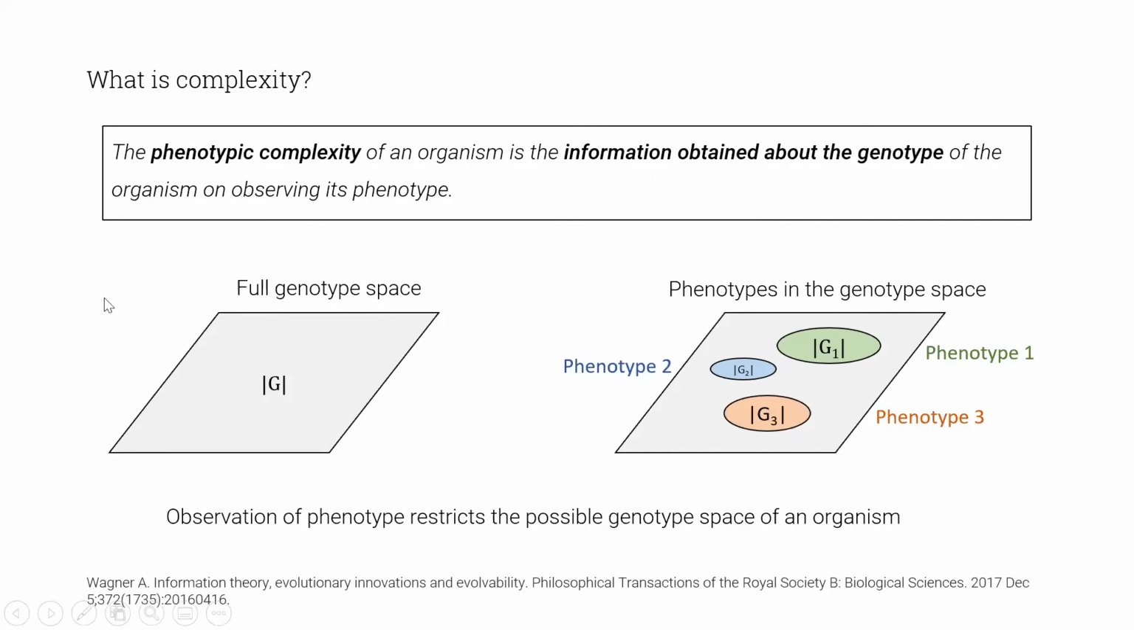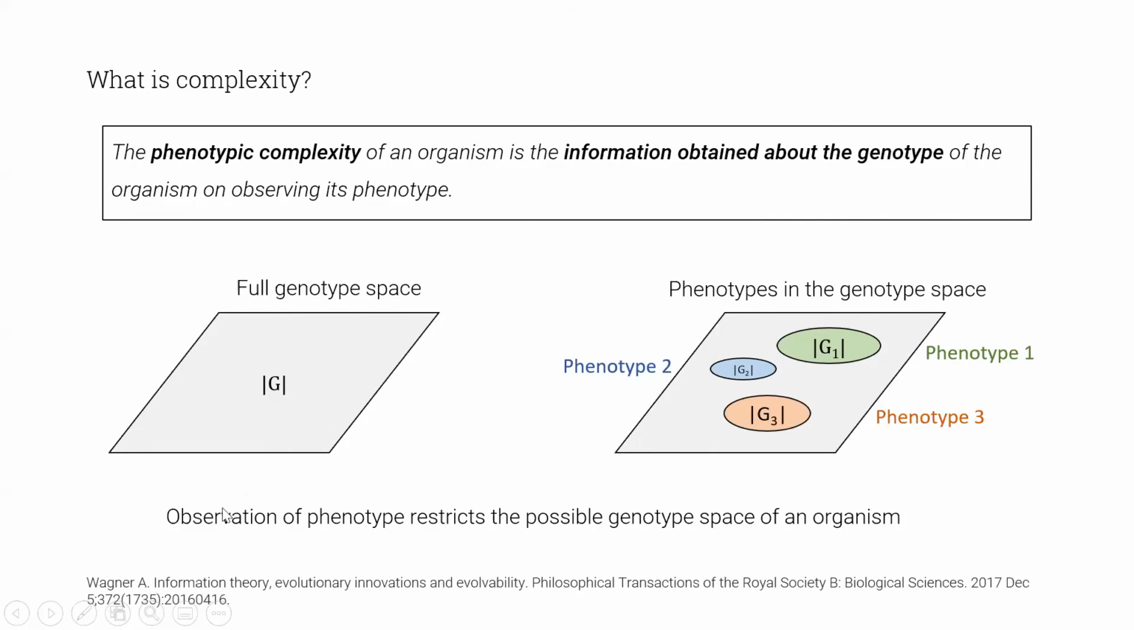So on the left side, I have a full genotype space that is available to an organism, for a population to explore through mutations and evolution. On the right, I have marked some phenotypes in the genotype space. For example, the phenotype 1 has a certain fraction of the genotype space under it, and the number of genotypes in this space is G1.